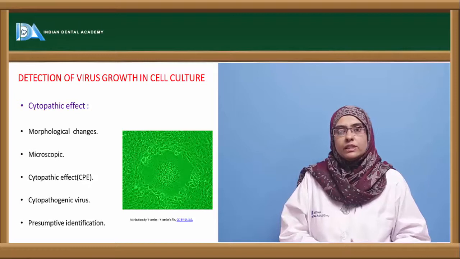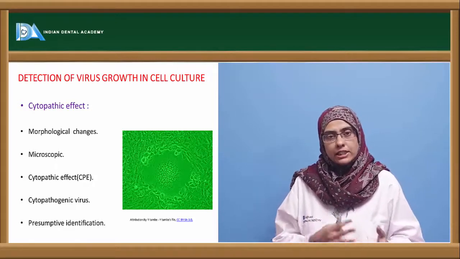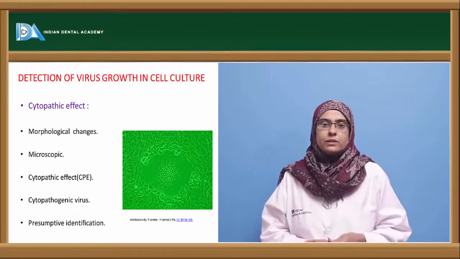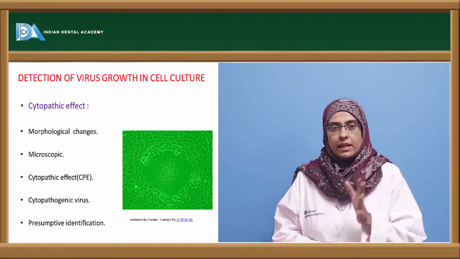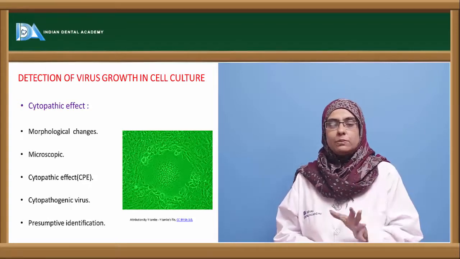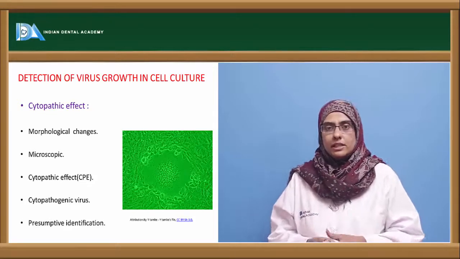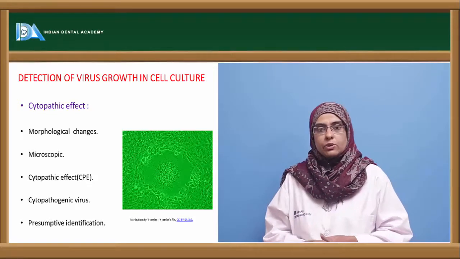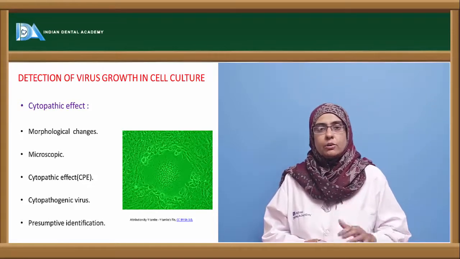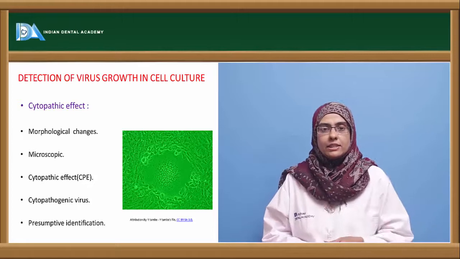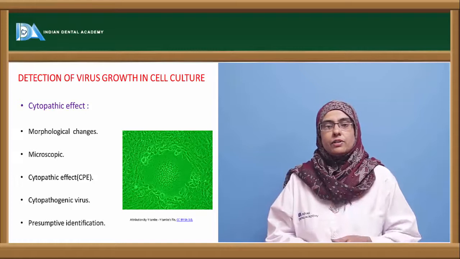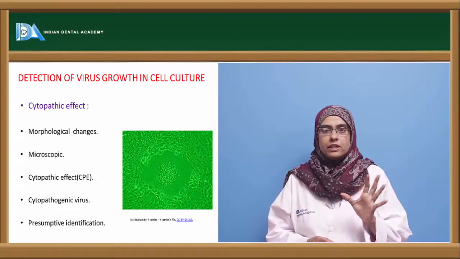In the case of cell culture, there are certain morphological changes brought about in the cell culture that help in identifying the growth of the organism. These are called cytopathic effects. Cytopathic effects are the morphological changes that take place when viruses are growing on the cell culture. This can be studied under the microscope, and the organism that has the ability to produce this effect is called a cytopathogenic virus, and the effect is called the cytopathic effect. This gives us a presumptive identification for the presence of the virus that is growing.